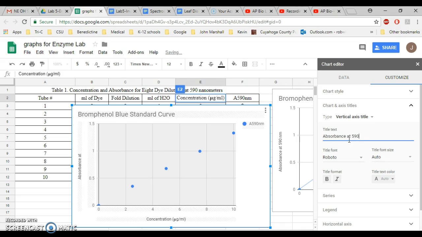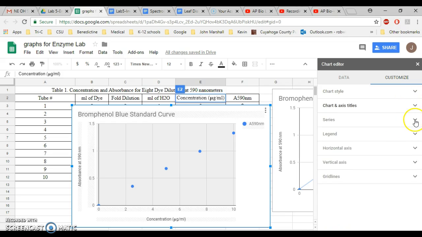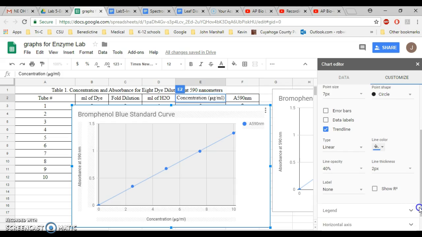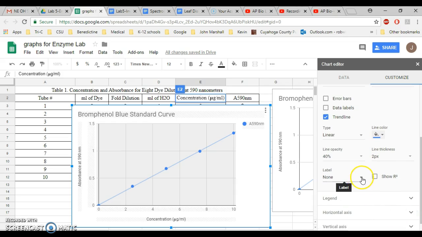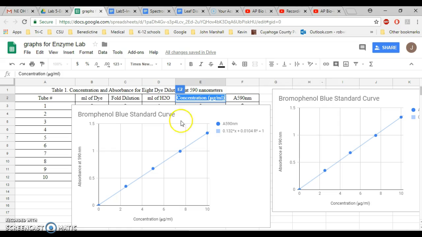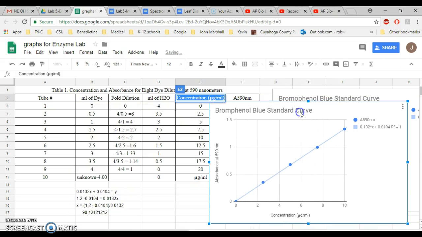Okay, so now that you've got your concentration and your absorbance set up, we want to draw a linear trend line. In order to do this, we're going to select Series, and we're going to add a trend line. Okay, we also want to add the equation to the trend line, and this equation can be very useful. It will allow us to calculate the concentration of an unknown amount of dye or protein or whatever it is you're looking at. Okay, so now that our chart looks good and our equation looks good, we can now use this information to actually determine the concentration of an unknown.